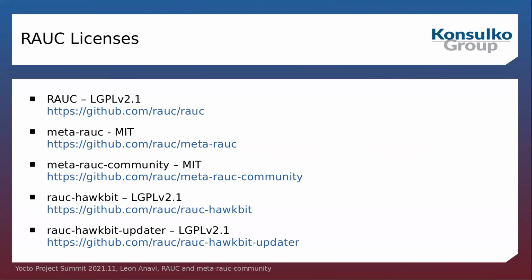RAUC is a project that contains several key components. First, of course, is RAUC, the client that's running on the embedded device, which is written in the C programming language. It's available under the LGPL license. All these components are available in the GitHub organization of RAUC. They have different licenses. The Yocto layers, meta-rauc and meta-rauc community, are under the MIT license, and there are other components for integration with hawkBit.